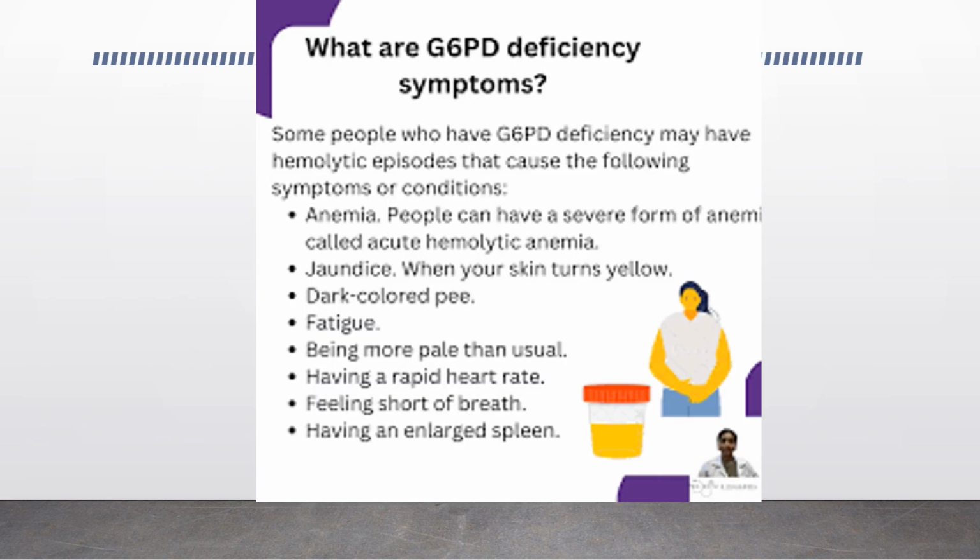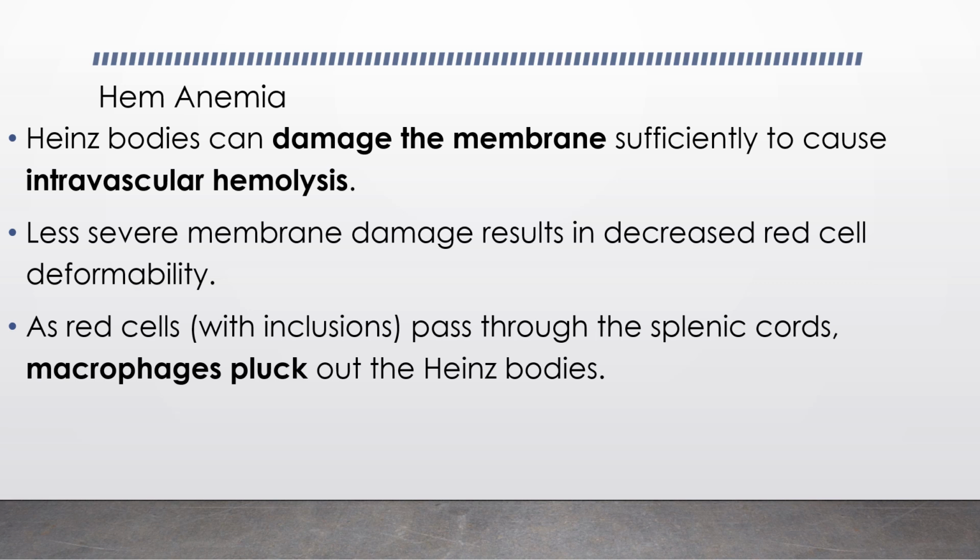Symptoms: jaundice, fatigue, anemia, pallor, rapid heart rate, shortness of breath, enlarged spleen. Heinz bodies damage the membrane sufficiently to cause intravascular hemolysis, as we've already discussed.